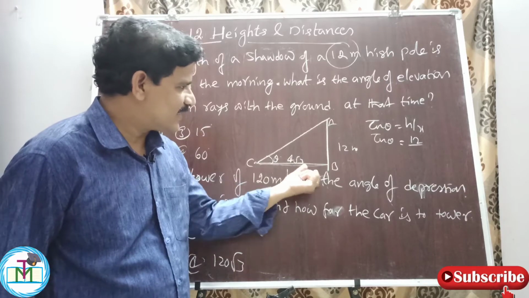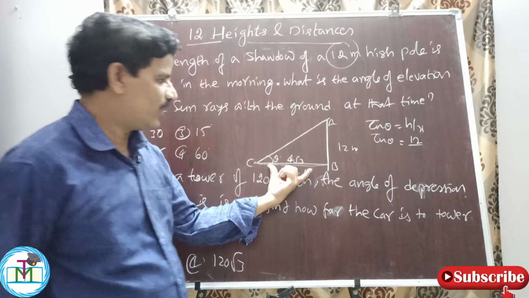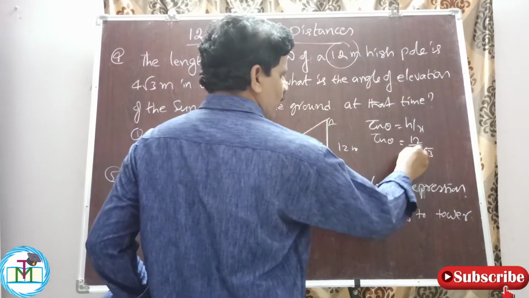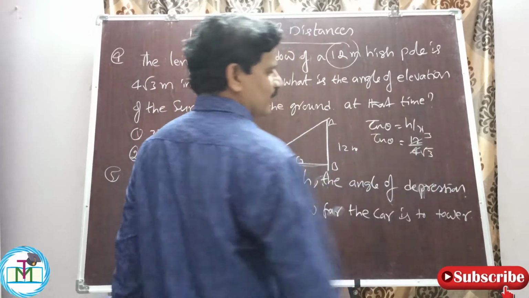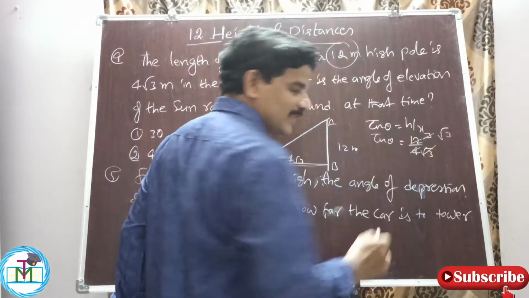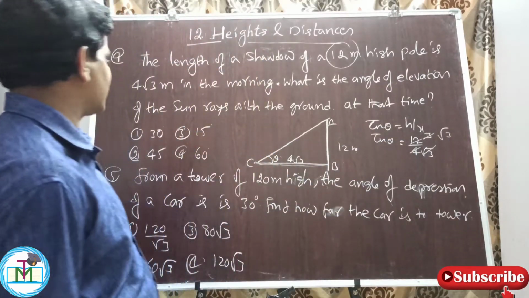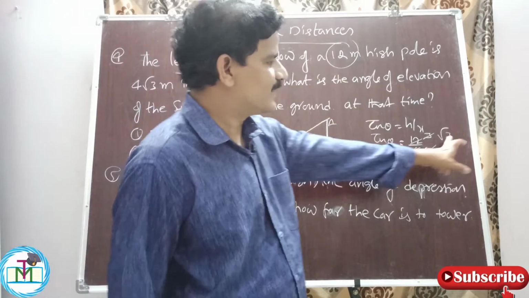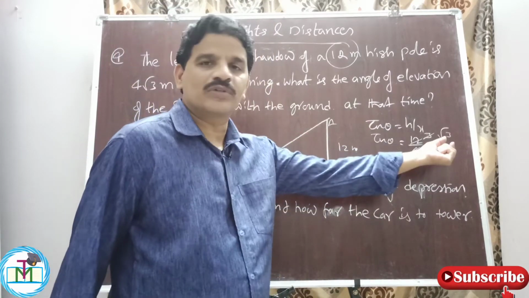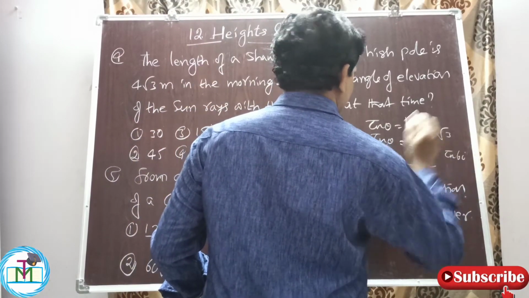Here the distance X is the length of the shadow. This is the pole, this is the shadow length, which is 4 root 3. 4 goes 3 times into 12. Now root 3 goes how many times? Root 3 times, because 3 is root 3 into root 3. Therefore, root 3 goes root 3 times in 3. Our answer is tan theta is equal to root 3. What is the value of theta for which tan theta is root 3? Tan 60. Therefore, theta is equal to 60 degrees.